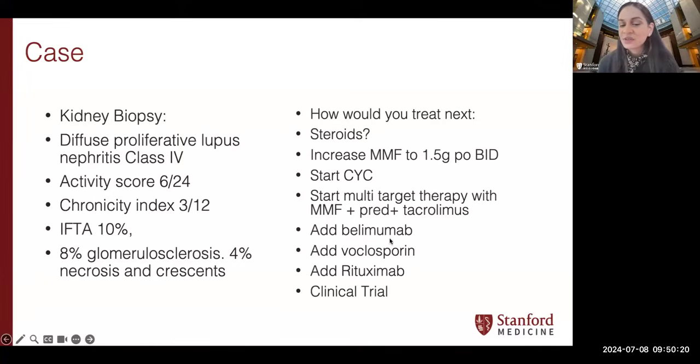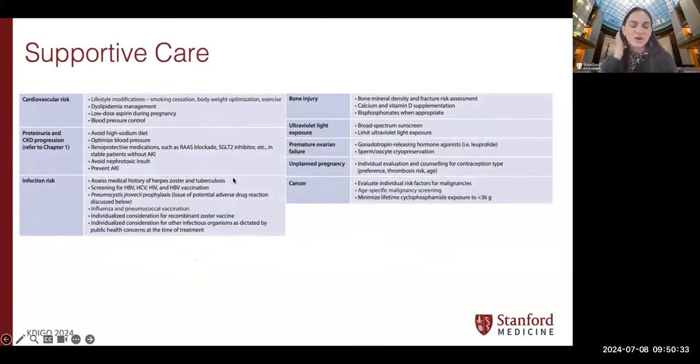Do we add a drug called belimumab? Do we add a drug called voclosporin? Do we add a drug called rituximab? Or do we enroll her in a clinical trial? So again, all these are options that we have for our patients. And what is the best option? So let me try to spend 10 minutes and go over some of the studies.